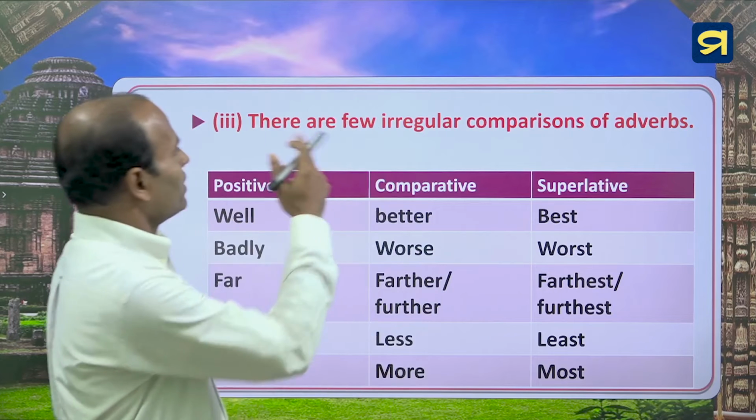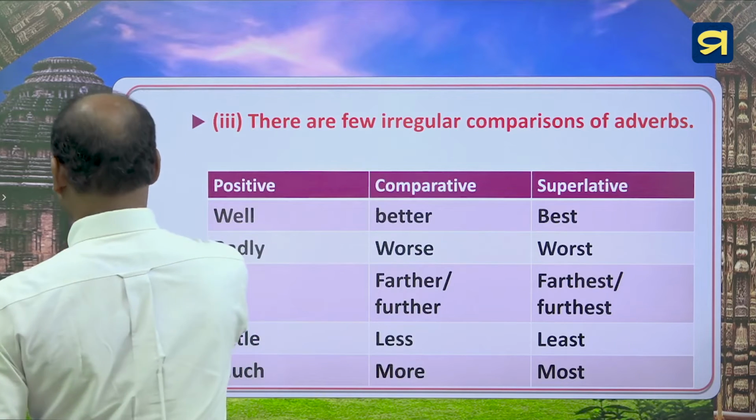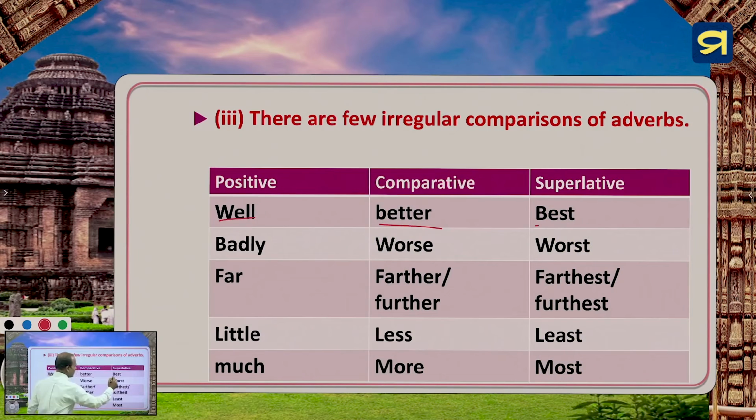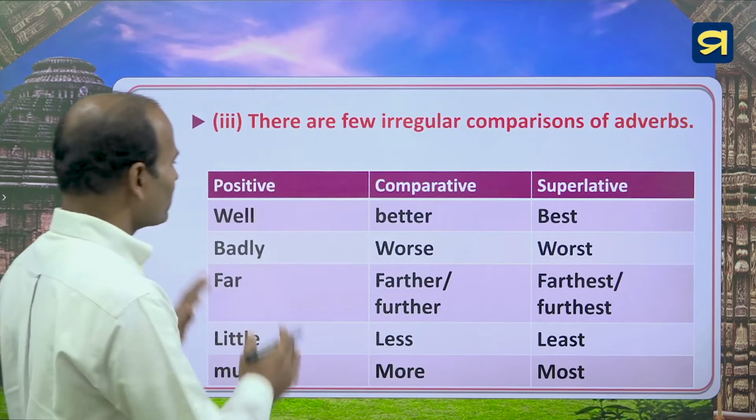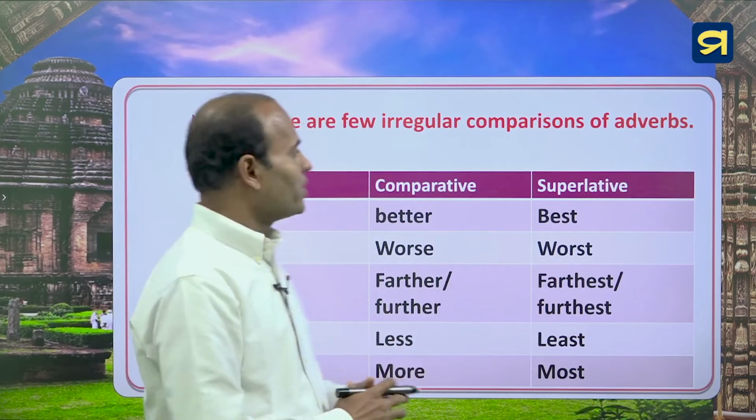There are some irregular comparison of adverbs. You can mark here, well, better, best. Like badly, worse, worst. Far, farther or further. Likewise, farthest or furthest. Little, less, least. Much, more, and most. These adverbs don't have some regular form of degree forms, nor can you make them by adding more or most. These are simply something different than the previous ones.